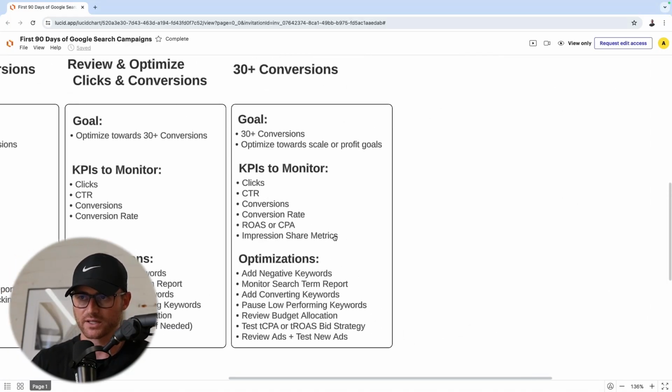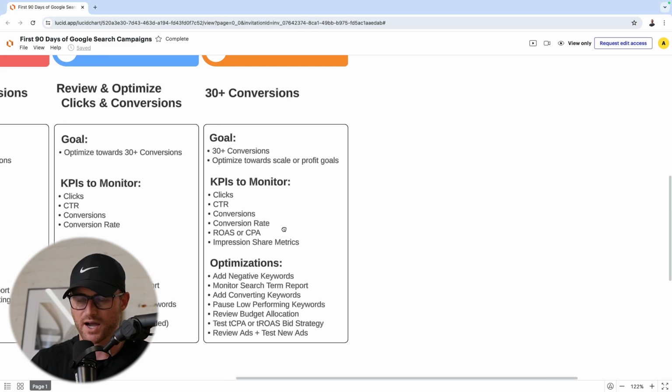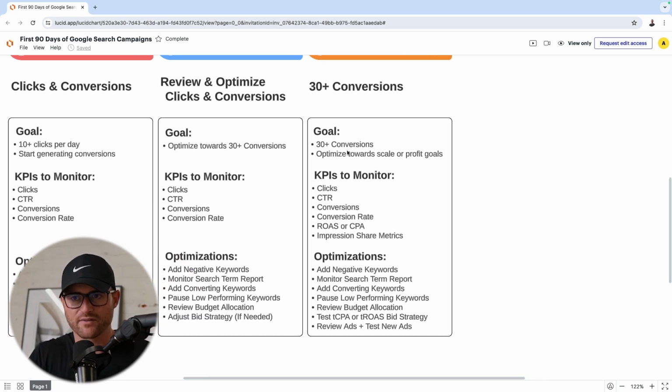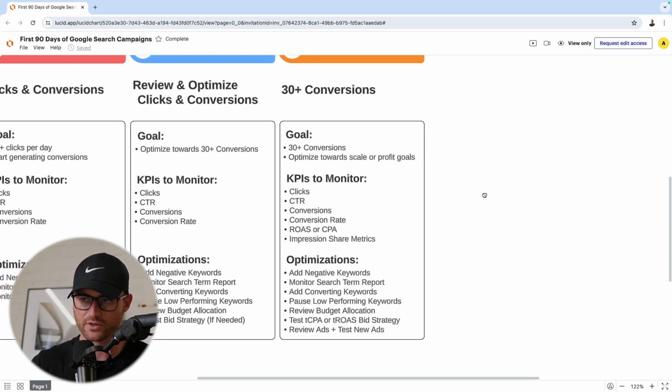Okay, month 3. This is now kind of that month where, all right, can we get this thing dialed in? By month 3, you should feel very confident that you're there, or you're very close. So the goal for month 3, you should be absolutely at that level of hitting 30 plus conversions. Again, don't freak out if you're not there yet. I mean, not every campaign is going to follow this perfectly. So this is just kind of the ideal scenario in the first 90 days.